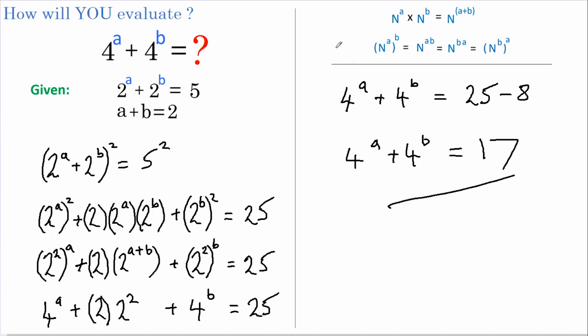So not too difficult. We just had to use this rule here so that we could switch these powers around, and these as well, and then apply this rule here so that we could add the a and the b powers here. After that, everything fell out rather nicely.